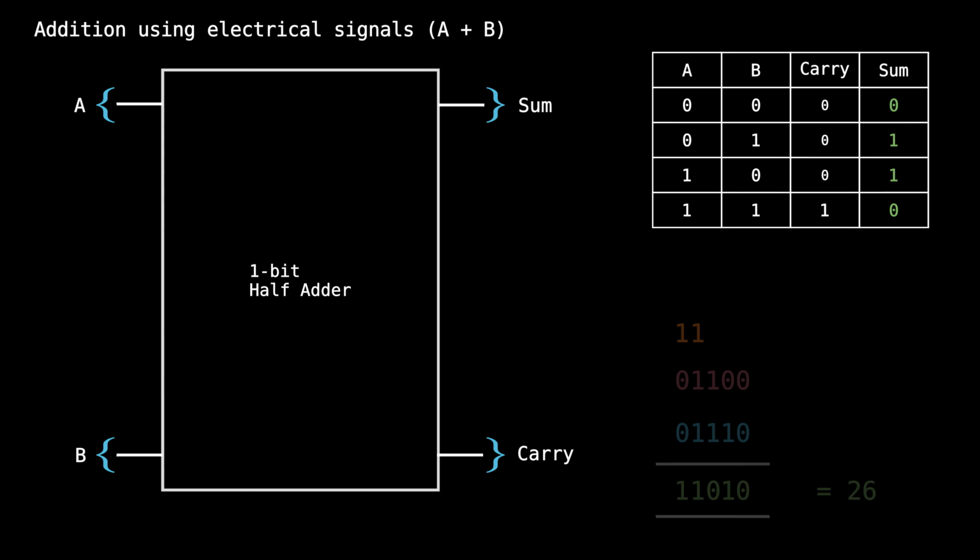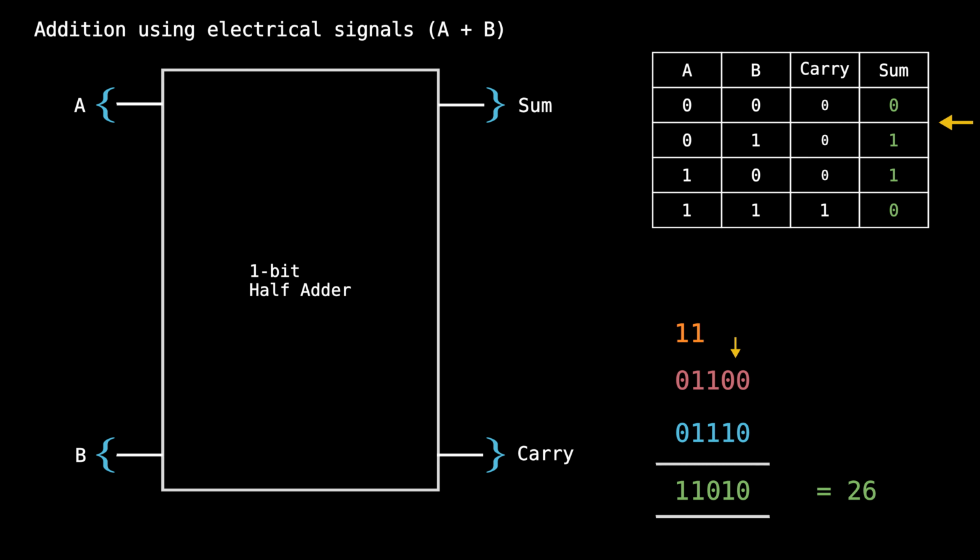Now let's go back to our original problem of adding 5-bit numbers and see how we can use this as a building block to construct a 5-bit adder. Look at the least significant bit of the addition. We are adding 0 and 0, which gives us a sum of 0 and a carry of 0. This is something that our 1-bit half adder can do.